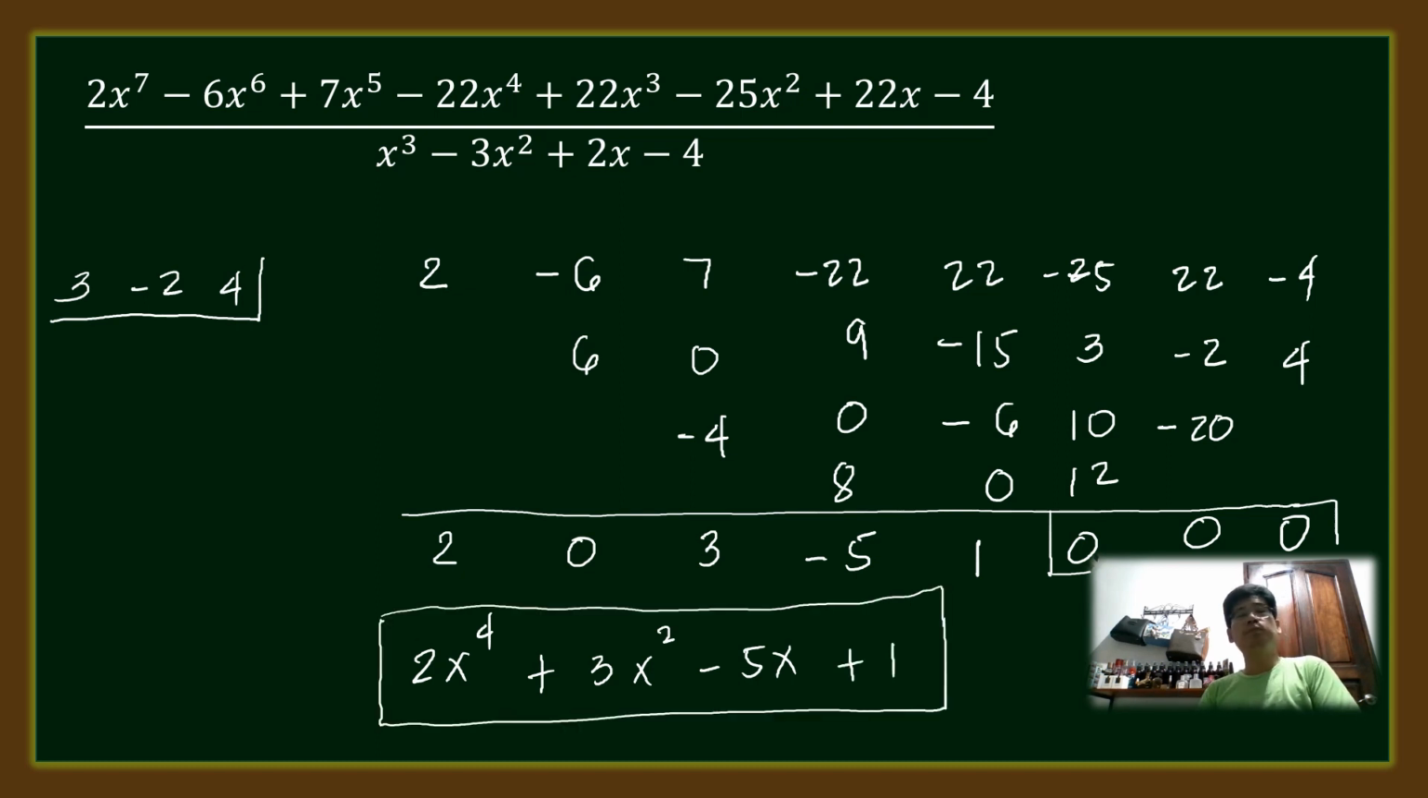Then we were able to perform synthetic division in polynomial division with a cubic divisor. You can check the answer by multiplying the quotient 2x to the 4th power plus 3x squared minus 5x plus 1 by the divisor x cubed minus 3x squared plus 2x minus 4, and see that the answer will be the same as the dividend.